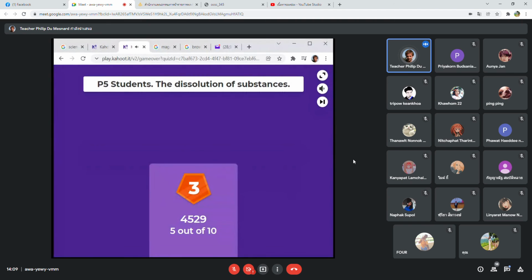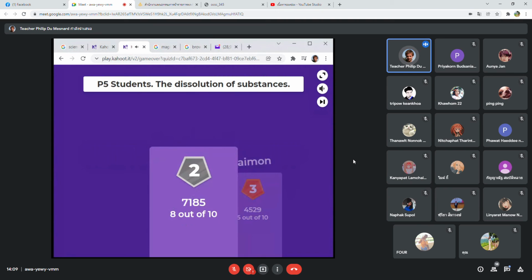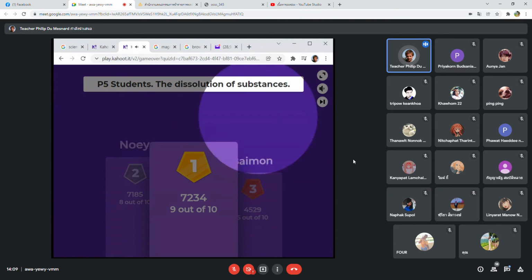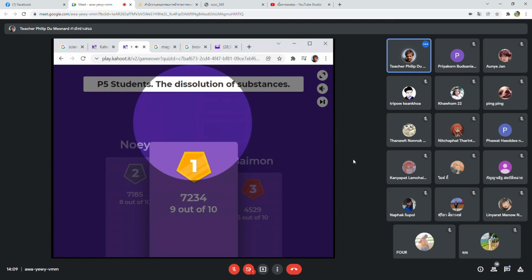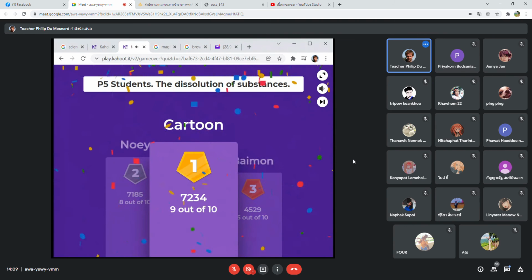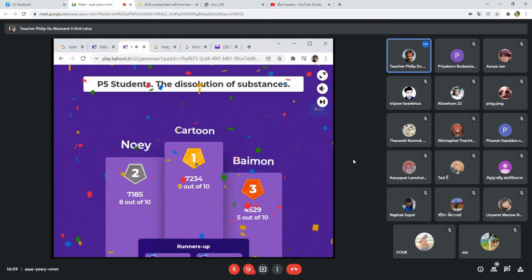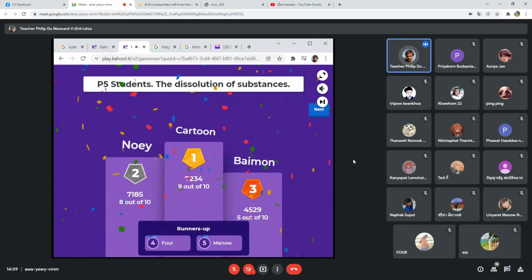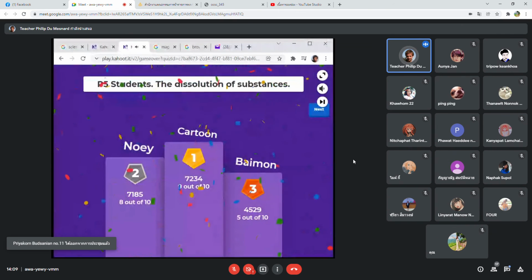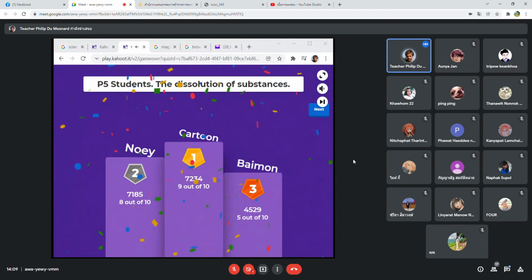Okay, let's see. Baimon number 3, not bad. Noi number 2, 8. And Cartoon has 1 more, it's 9. And the other 2, 4 and Manao. Okay, I will send a screenshot on the line. Send it here.